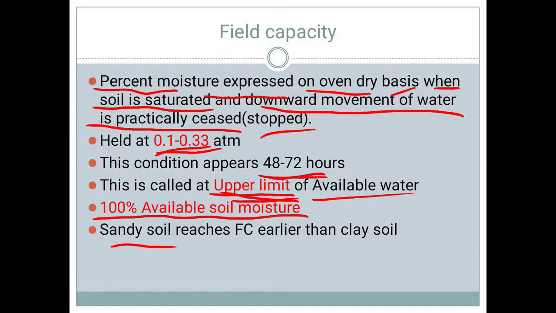And sandy soil reaches field capacity earlier than the clay soil. Clay soil requires 3 days or 4 days, but sandy soil requires 1 day or sometimes 2 days. So within 1 or 2 days, sandy soil comes to field capacity. Because of greater particle size, air can enter easily in the soil, and therefore sandy soil comes earlier to field capacity, and clay soil requires more time. So this is the second soil moisture constant, that is field capacity.